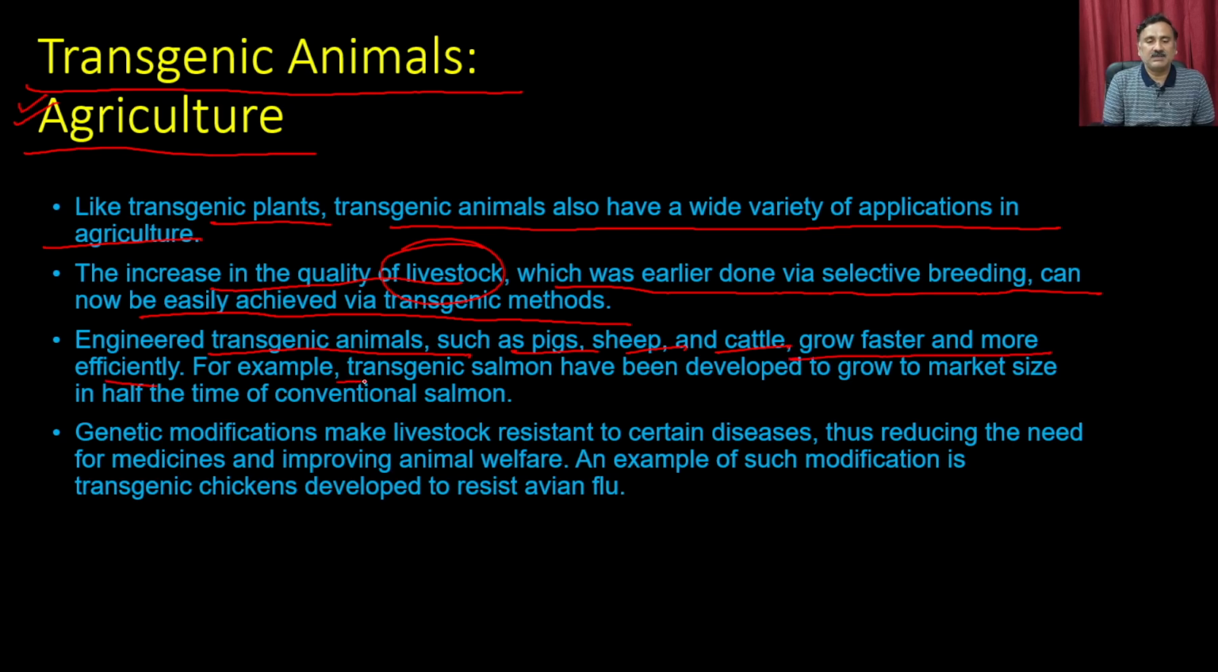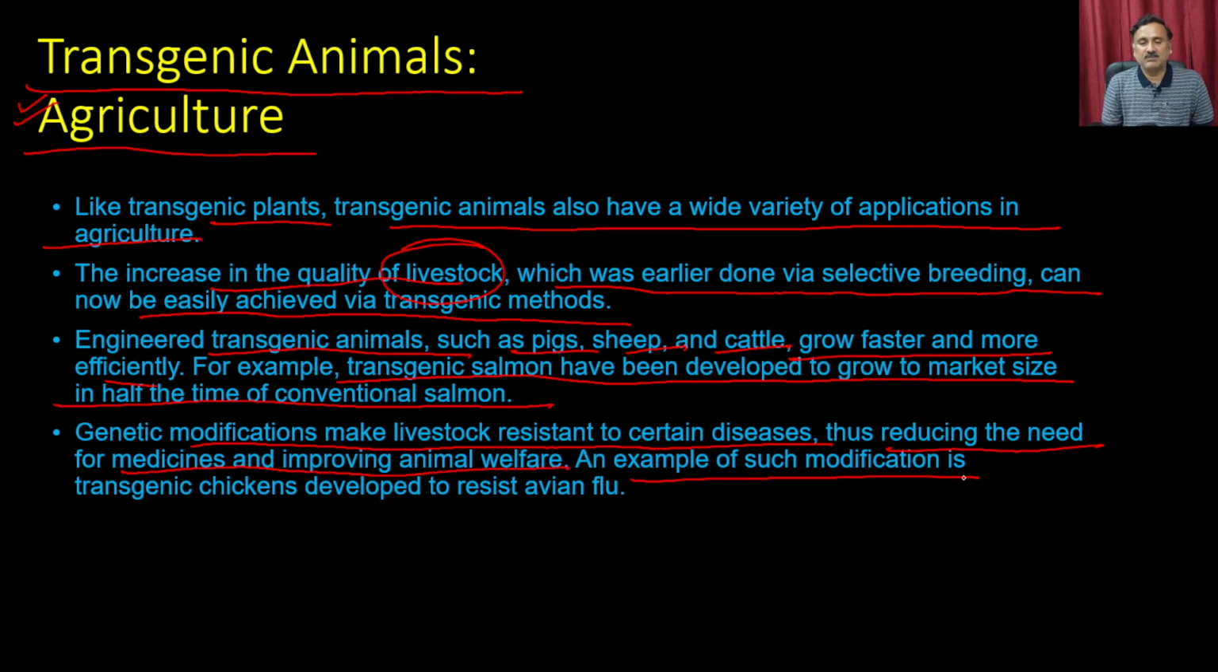For example, the transgenic salmon have been developed to grow to the market size in half the time of conventional salmon. Genetic modification makes livestock resistant to certain diseases, thus reducing the need for medicine and improving animal welfare. An example of such modification is the transgenic chickens developed for resistance against the avian flu.